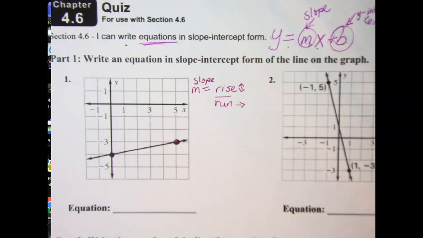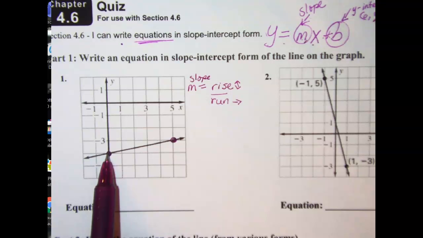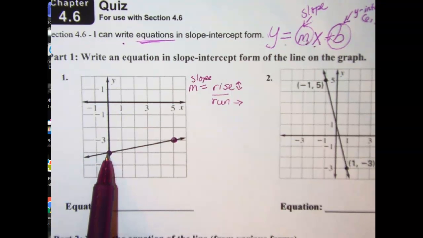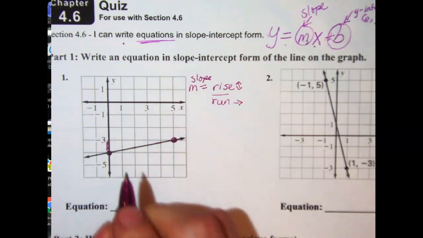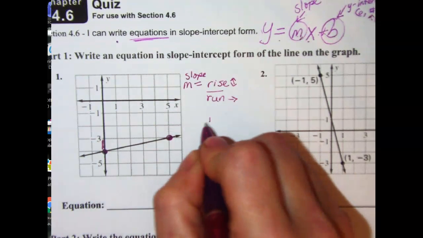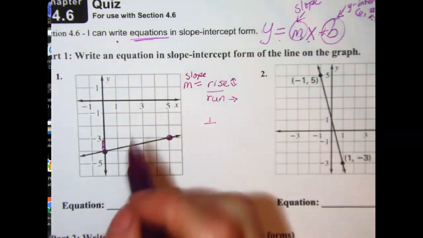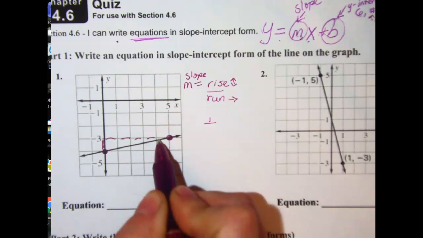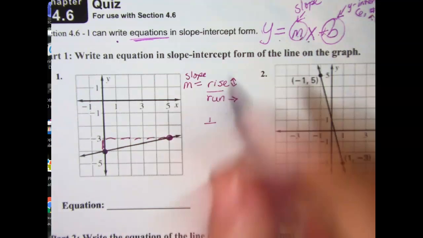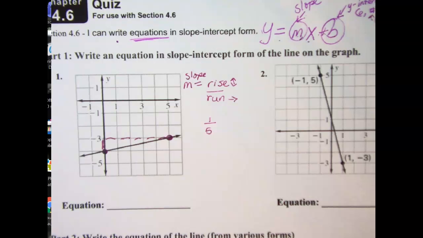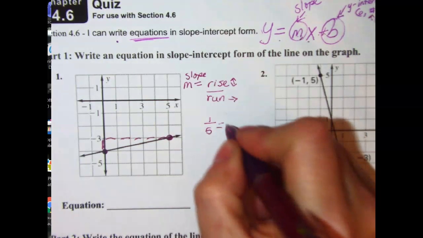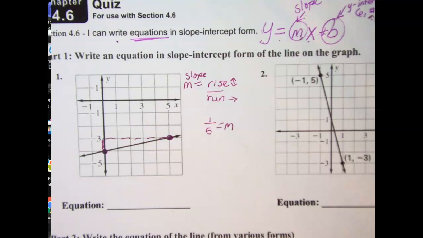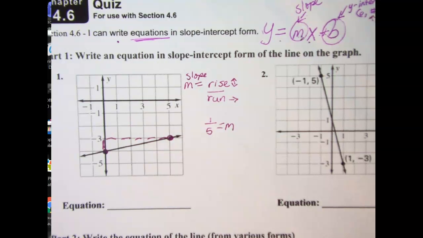So I'm going to start from the left point, just like reading. I'm going to see how many I go up. I'm going to make the triangle. So it looks like I only go up 1, so that's my rise. And I go over, I have to count 1, 2, 3, 4, 5. That's my triangle. So I went up 1 and over 5. So that's my m when I go to plug it into my equation, y equals mx plus b.